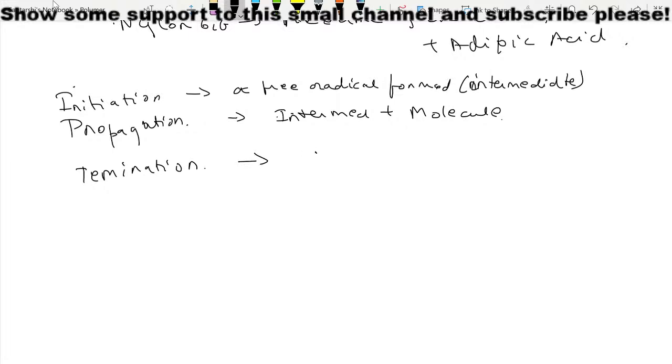And the termination is the last step where you get the product, and it involves removal of the active center or the radical, right? And it is again formed in the initiation step, right? Removal of active center, which is a radical.